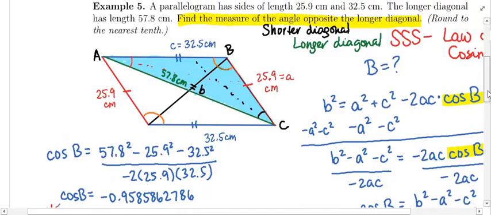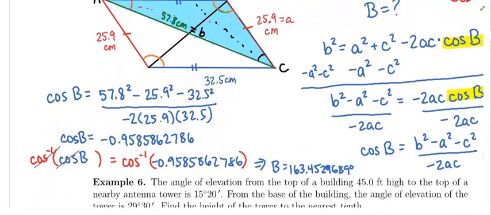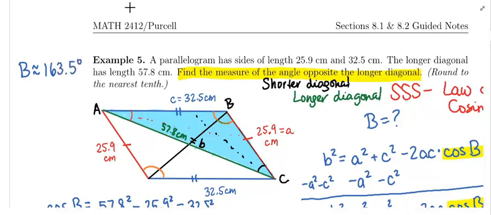We are told in the directions to round to the nearest tenth. That's one place after the decimal point. So we have 0.4, and there's a 5 that comes after it, so we need to bump it up to 163.5 degrees. That's the measure of the angle. I'll write it up here. The angle we're looking for is approximately 163.5 degrees. We are done.